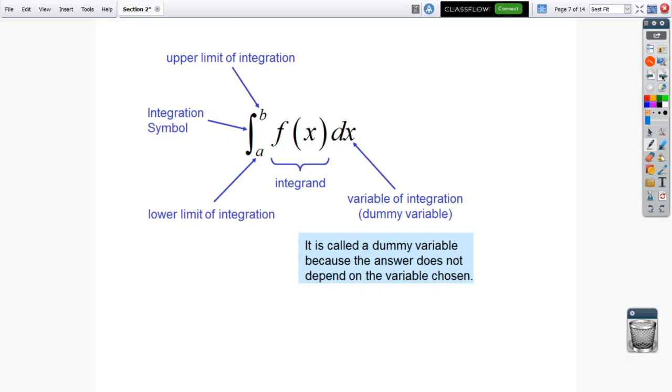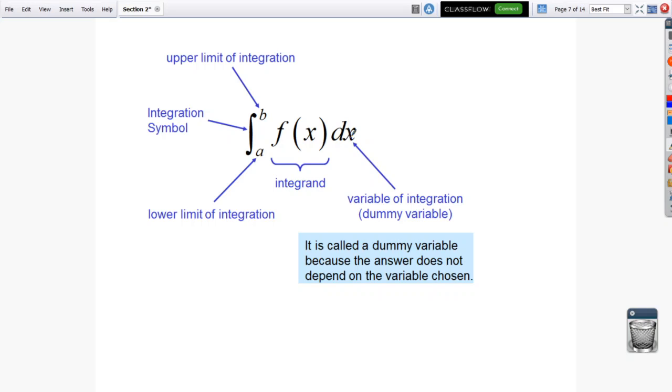So again, some terms for all of these things. We have the upper limit of integration, the lower limit of integration. We've got the integration symbol, the integrand. The integrand is going to be the function that we're concentrating on. So the integrand is everything between the integral symbol and the differential. Where it says variable of integration, it is just referring to the x right there.